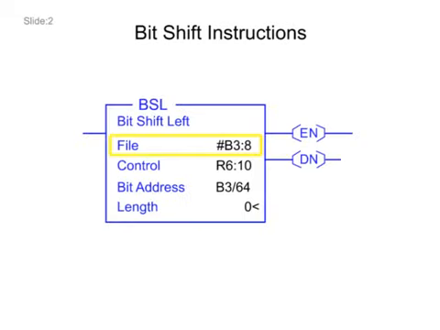The file field contains the address of the register that will be manipulated. The control field stores the status of the instruction.